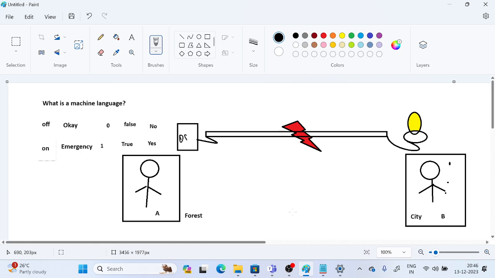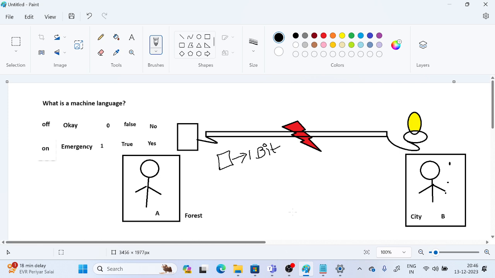So in this switch, I can either turn it on or turn it off. If it is on, I am saying the forest is under attack. So this switch is representing 1 bit of memory. From a computer's point of view, this switch is 1 bit of memory.